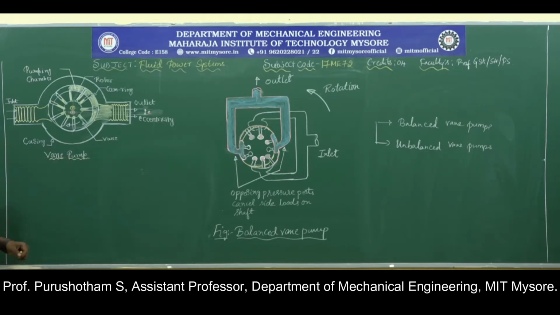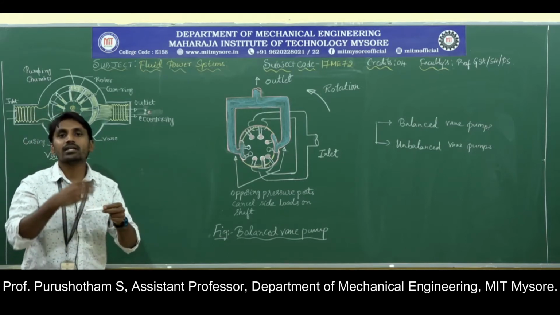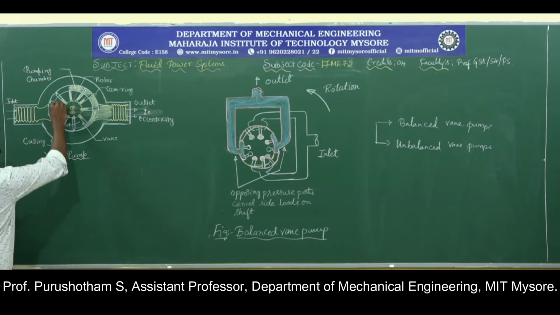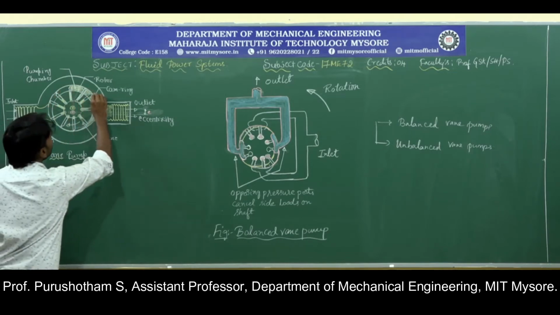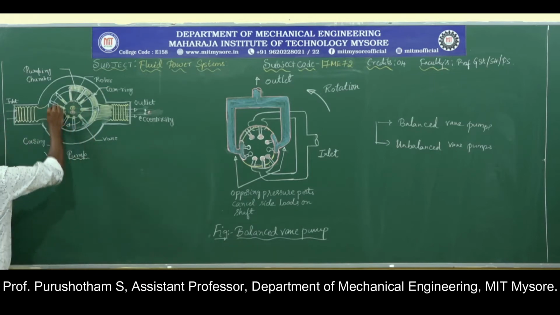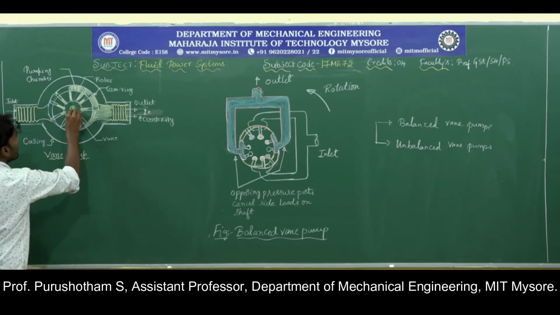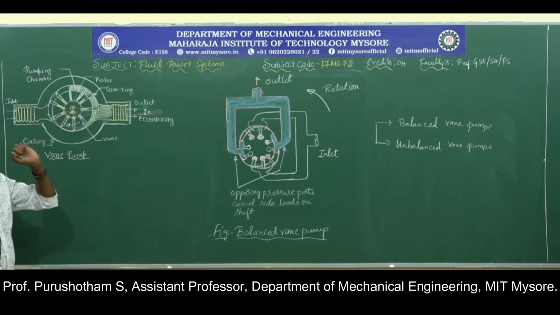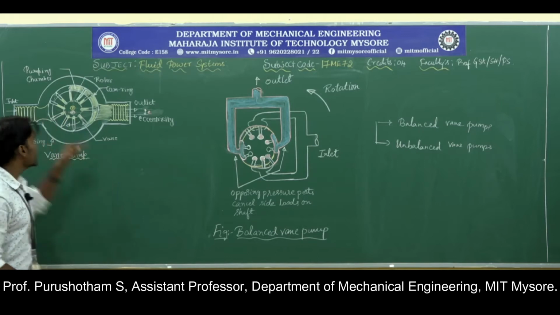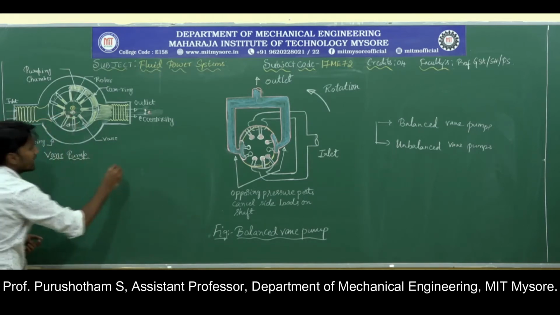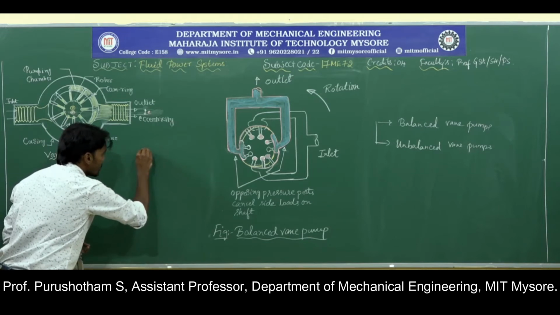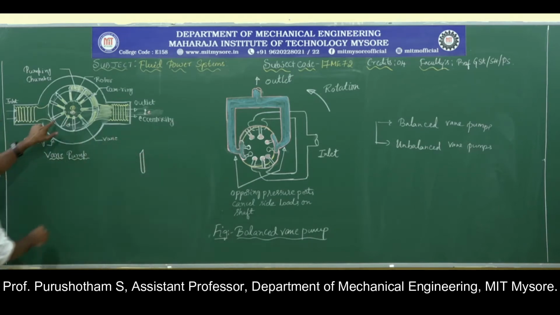Coming to the construction, it contains a rotor, which is mounted on the driving shaft. As the driving shaft rotates, it in turn rotates the rotor, which rotates within the cam ring. This will be the cam ring, within which the rotor rotates, and this will be the driving shaft. The rotor has radial slots, and each slot contains a vane like this.